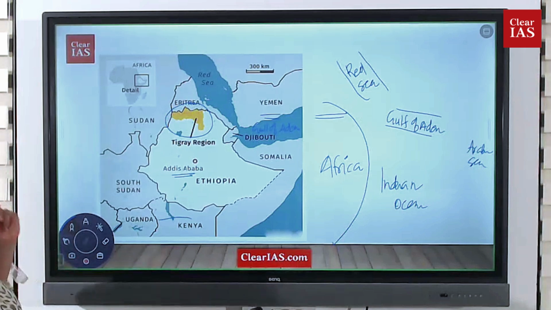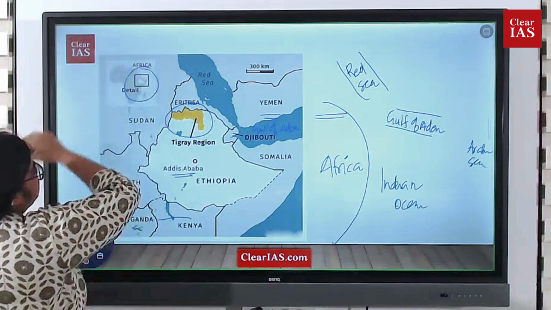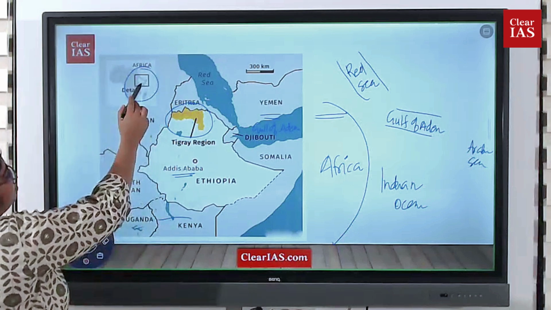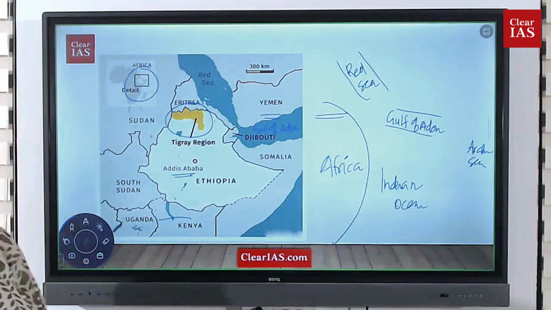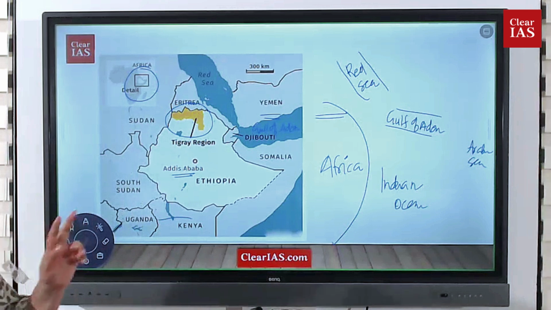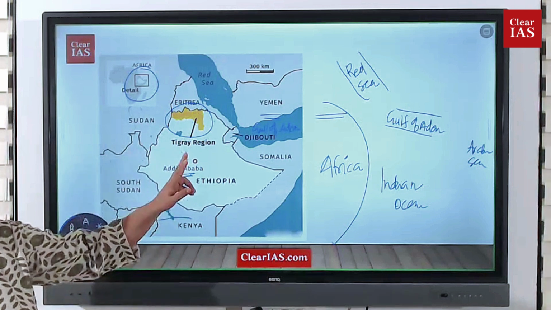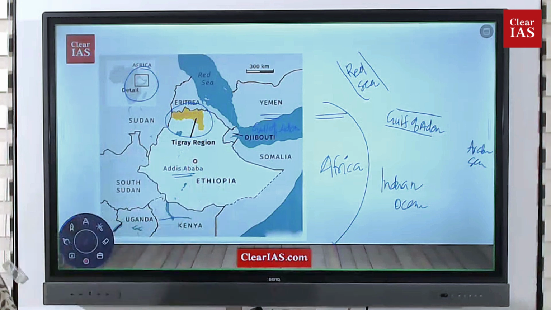See, if you have had a look at this particular place, you can see that we are talking about the Horn of Africa. This thing is clear? Okay. So we learned about two countries, Somalia and Ethiopia. And we learned about the location of the Red Sea, the Gulf of Aden, and also the Horn of Africa region.